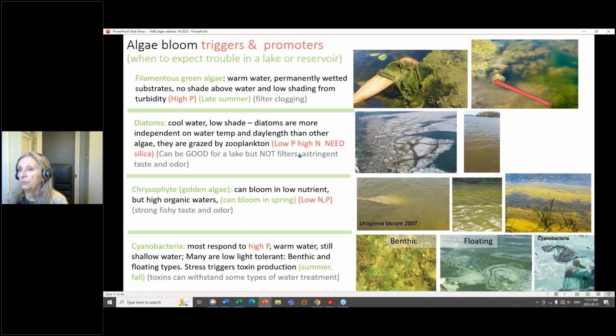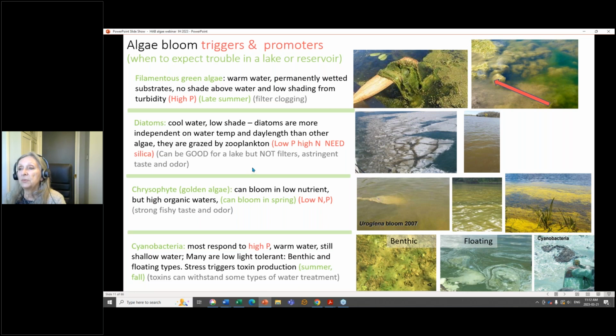Again, like flowing water, diatoms in standing water, like cool water with minimal shade, you can actually get diatom blooms starting at ice off. So as soon as the ice comes off, the diatom bloom takes off. And it can often look like the water is muddy, but it isn't. This muddy looking water column you see here is actually just a diatom bloom.